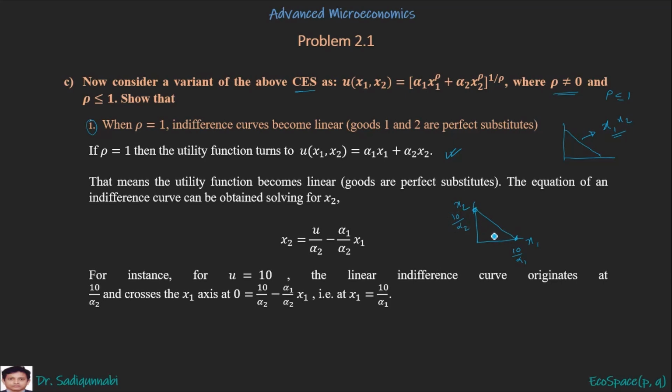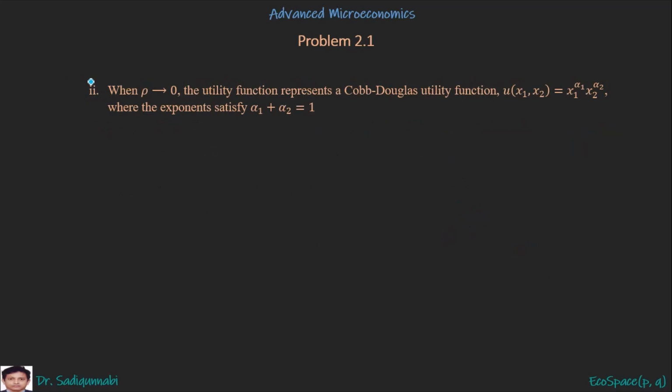Now the second part of question 2.1 C2: when rho tends to 0, the utility function represents a Cobb-Douglas utility function like this: u(x1, x2) equals x1 to the power alpha 1 times x2 to the power alpha 2, and the exponents satisfy alpha 1 plus alpha 2 equals 1. So this is our reminder.